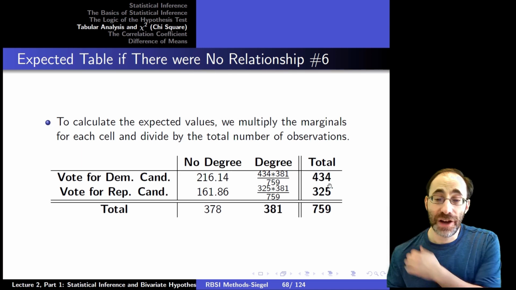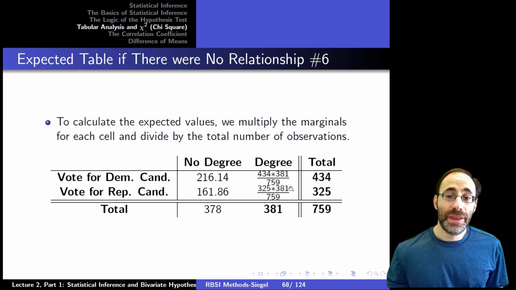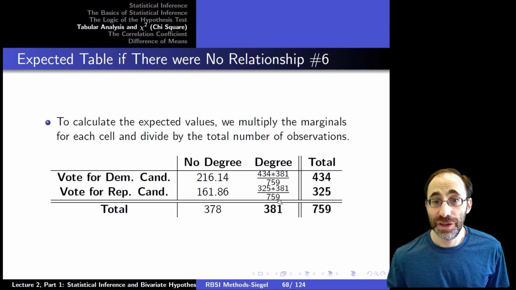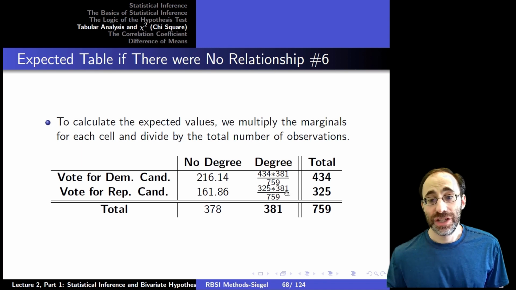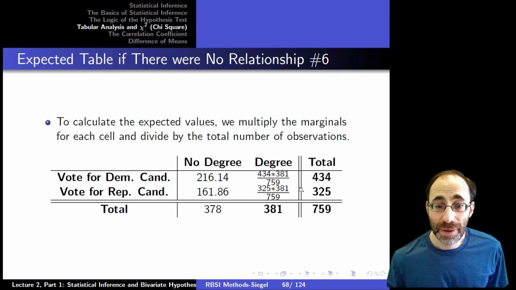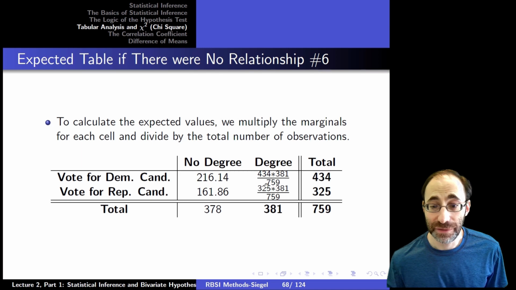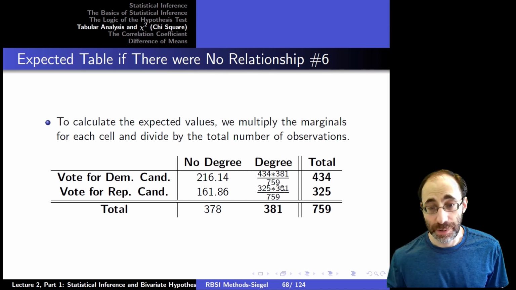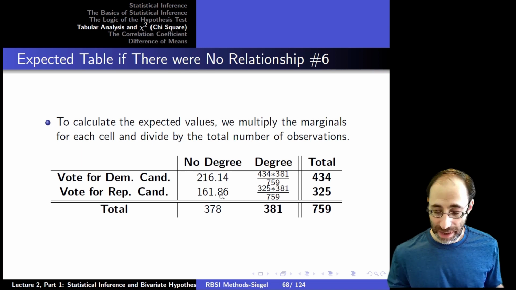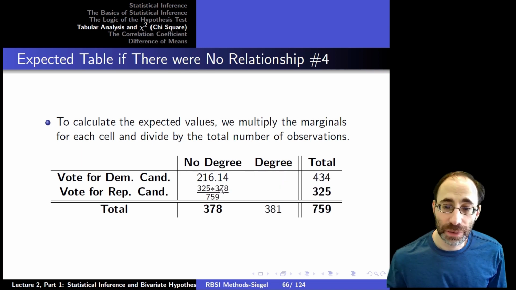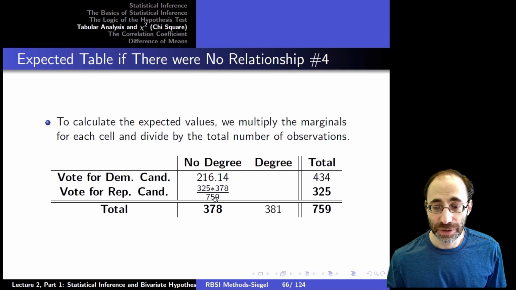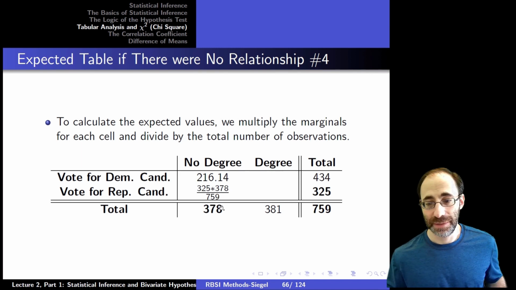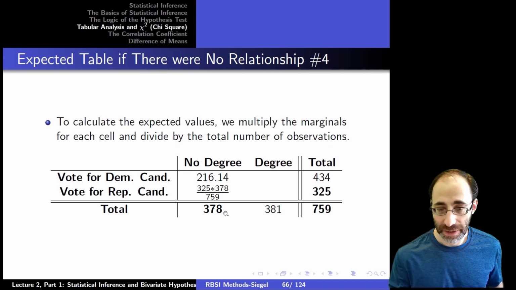If you don't want to think about it this way, the other way works as well. The proportion of overall individuals who have a degree is 381 over 759. So we're going to split the 325 Republican voters up, with those among those with degrees, according to the proportion who have degrees. And over here, the other individuals get split up among the proportion of who don't have degrees. In this case, they're pretty similar, but that's how you'd also do this.